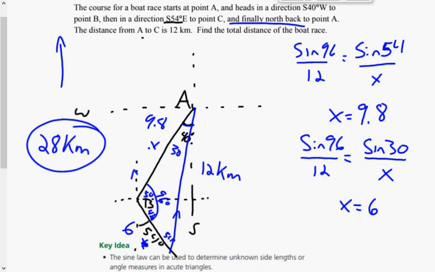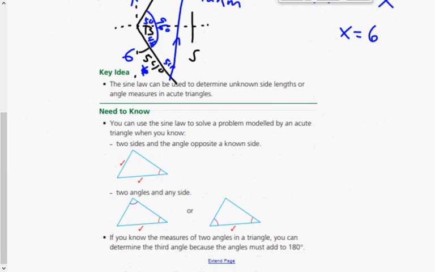Okay? Now, so just remember, whenever you're dealing with sine law, you need either two angles and an opposite side, or you can have two angles and an adjacent side, because if you have two angles, you can solve for the other one quite easily, or you need two sides and one opposite angle. All right? These are the two things that you really need for sine law to work. All right, and that's it.